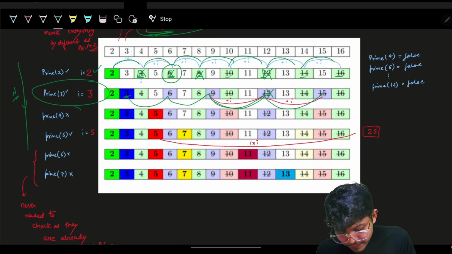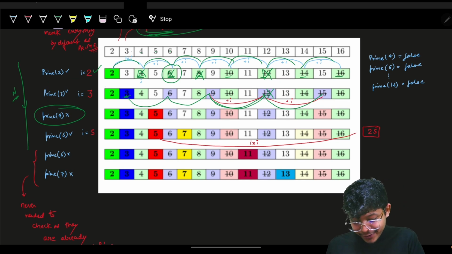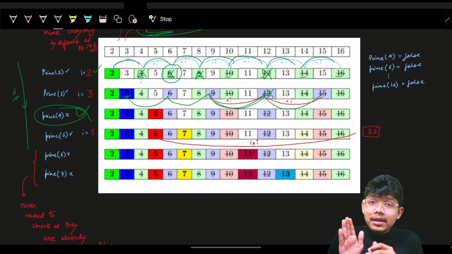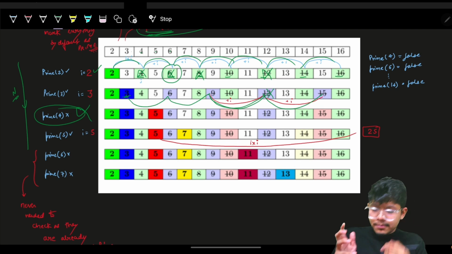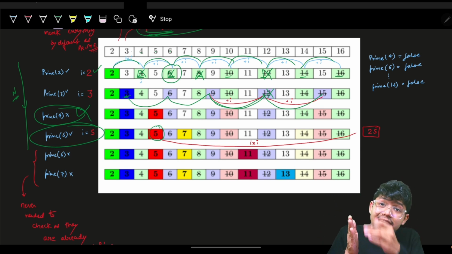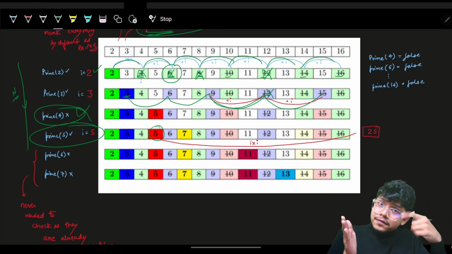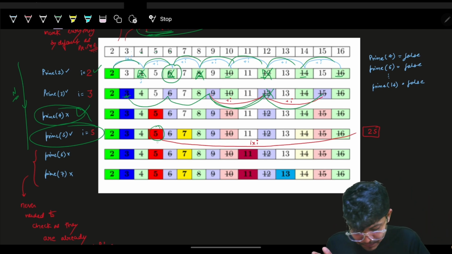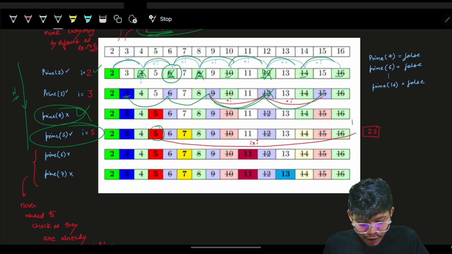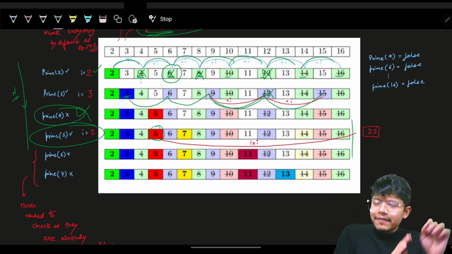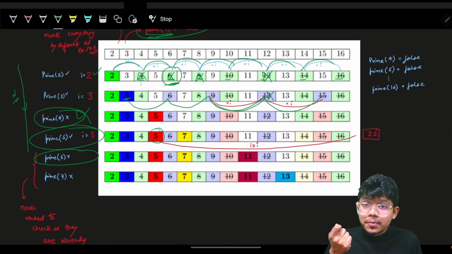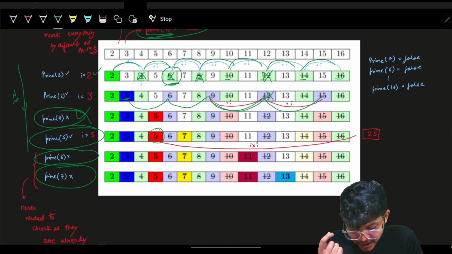Cool. Now we went on to 4. 4 is already marked as not prime, so simply move on and try for the next number. Okay, I am at 5. Same fact: keep on marking the multiples of 5 as not prime. So I'll go on to 25. Oh, but 25 is even outside my limit, so for sure leave it. I go on to 6, already marked as not prime. Go on to 7, already marked as not prime.